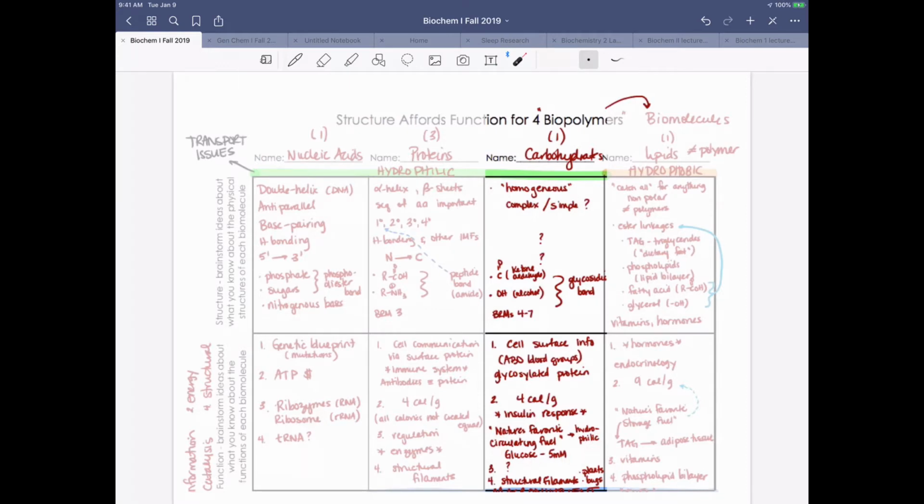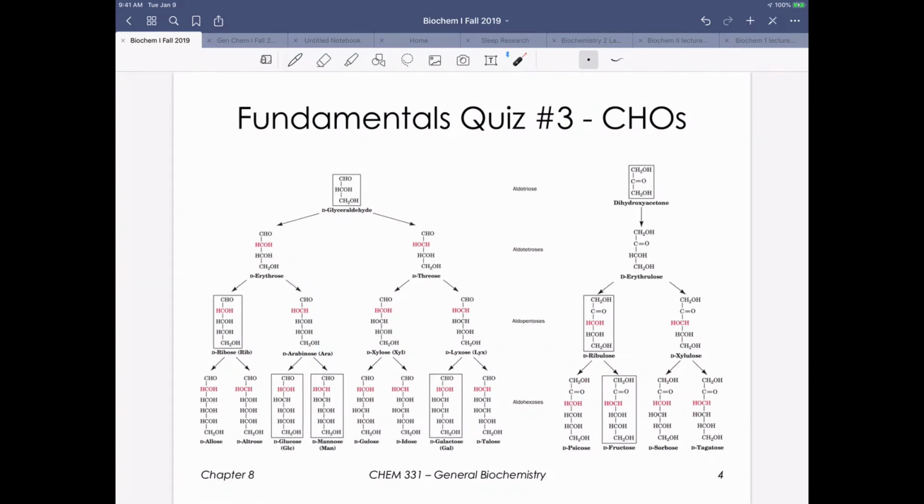Again, we looked at a little bit with the structures to think about why beta-D-glucose is nature's favorite. And then we're going to talk about structure in terms of understanding whether it's fuel versus fiber. We decided that we are not going to have a fundamentals quiz. So let me cross this off here. No fundamentals quiz on carbohydrates.